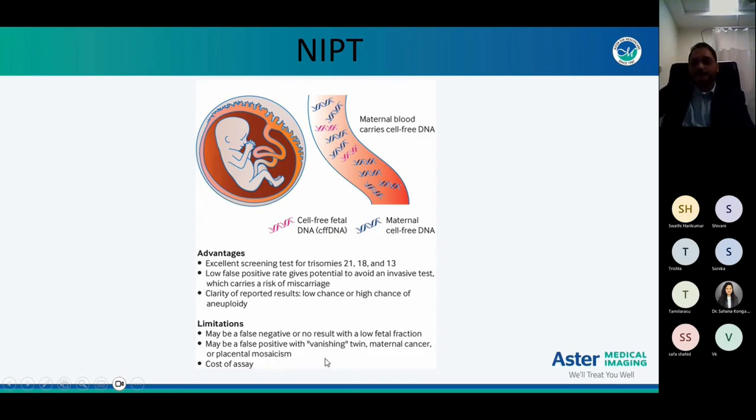And moreover, false positive results are common in vanishing twin, maternal cancer, placental mosaicism. Placental mosaicism is what I just explained, that the fetal DNA is not actually fetal DNA, but from the placental cells, from the apoptosis of which these DNA fragments are released. So they may be different from actual fetal DNA. So that will give a false positive result as well. And this is a very expensive test.